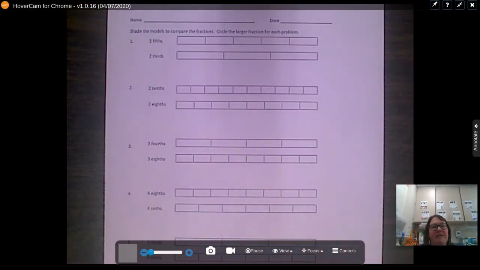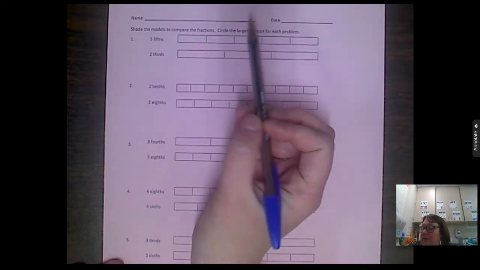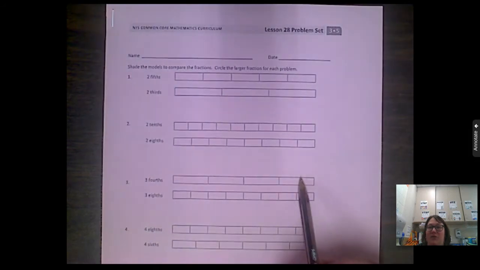Third graders, we're going to dive right into our problem set today. I don't have the objective page or the I can statement, but if we just look at the directions real quick, it's pretty self-explanatory. So first of all, we are on lesson 28. So you need your problem set for lesson 28. So make sure you have that. And then you can get your name and date on there.